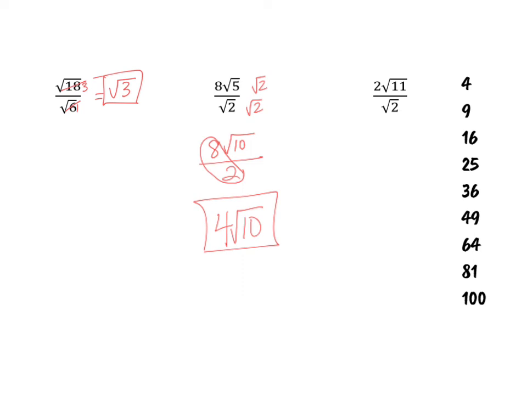All right, one more for you to put on your paper here. I've got a 2 root 11 over root 2. I would look to see if the radicals reduce. I don't think they do. So then you're just going to jump in and start rationalizing your denominator.